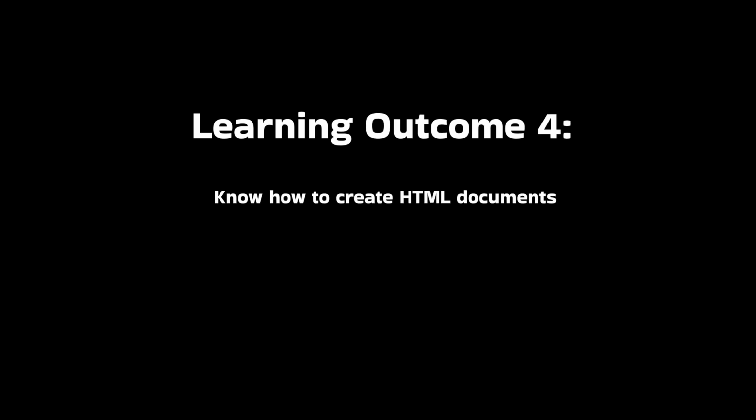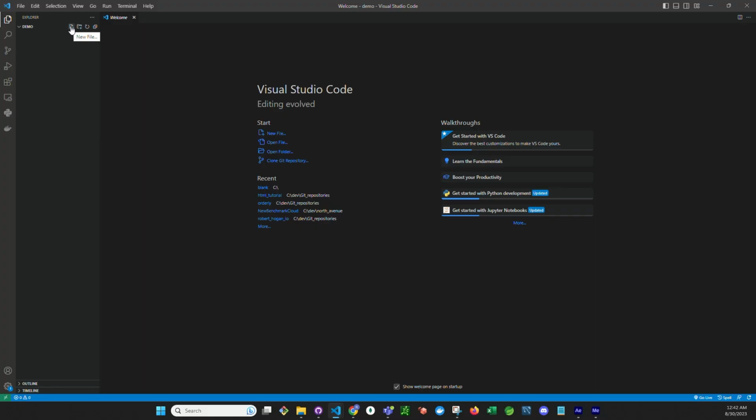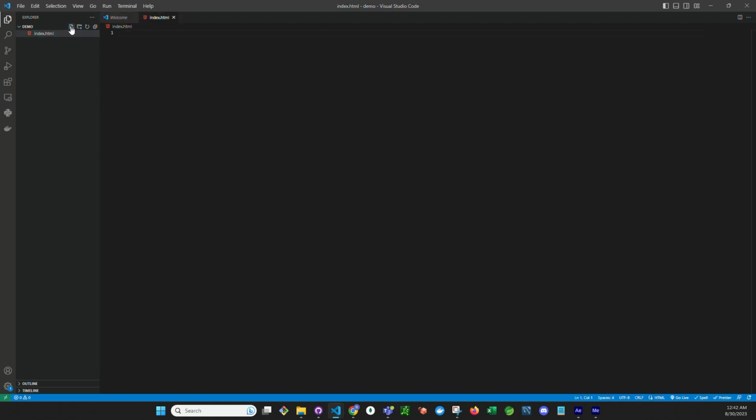Learning Outcome 4. Know how to create HTML documents. Now that you have the necessary extensions installed, you can start creating and previewing HTML files. Here are the steps to create a new HTML file. Click on File in the top menu, then select New File to create a new untitled file. Save the file with the .html extension. For example, I'll name mine index.html.